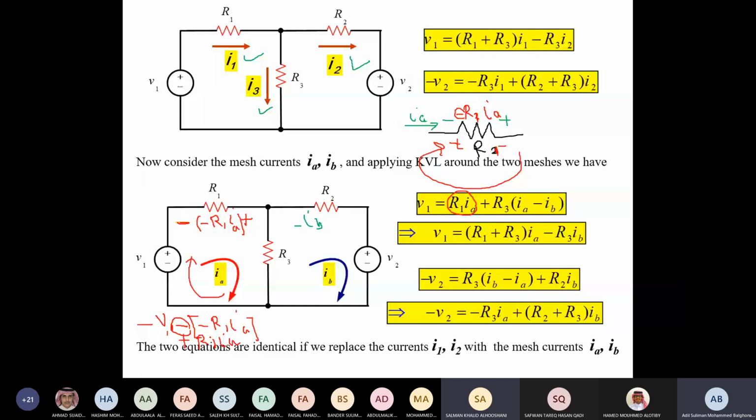Okay. So always, when doing a mesh, the voltage across the resistor will be positive, if you make it a voltage drop. The question now: can I make it a voltage rise? Yes, but you have to take care of the sign, right? Right. Okay.